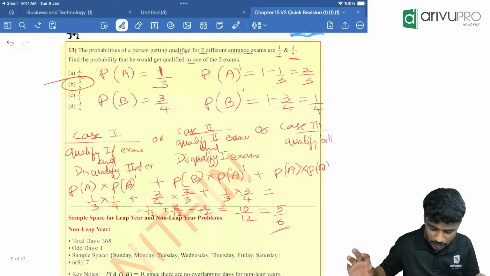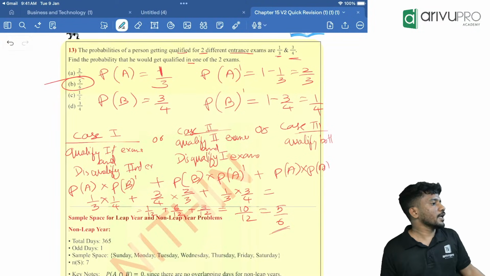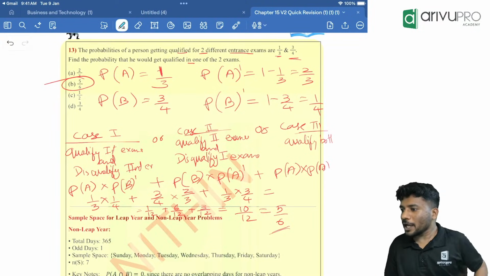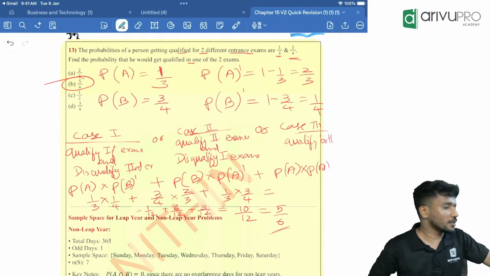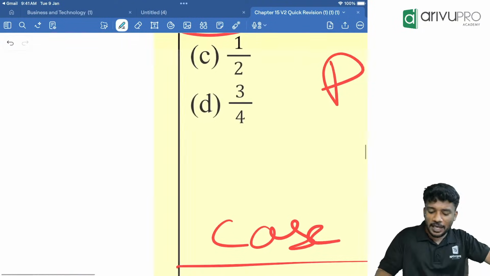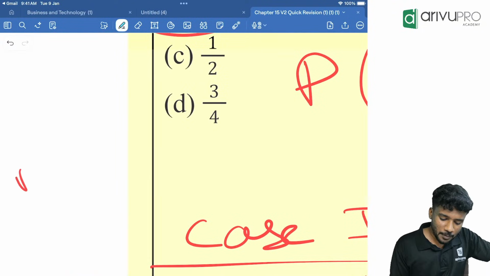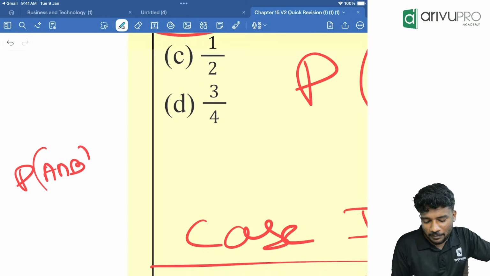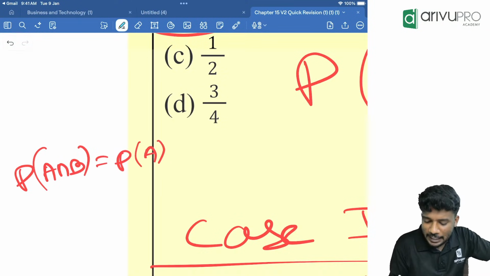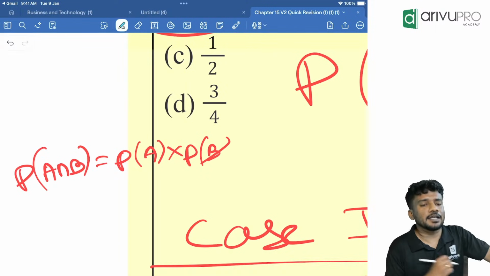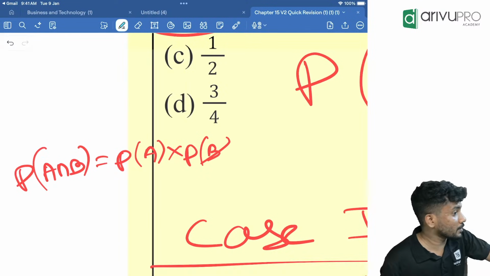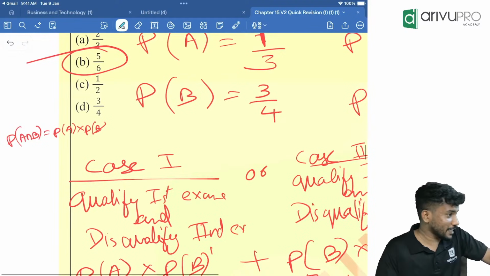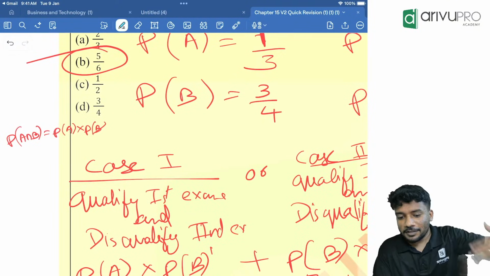So using this logic, we can solve any question. Okay. Now I'll come to the base of this part. Independent event. What will happen in independent event, people? P of A intersection B will be equal to P of A into P of B in independent event. Always remember that. We have discussed it multiple times, but still I'm just giving a hint.